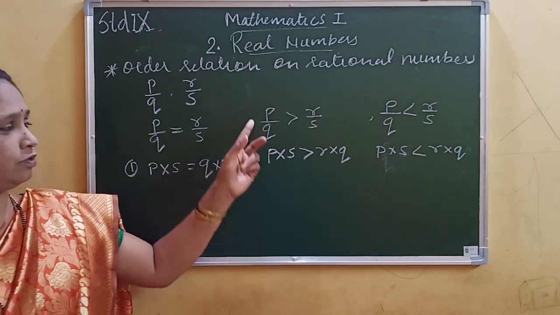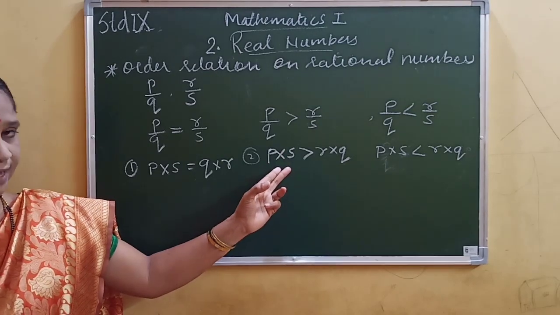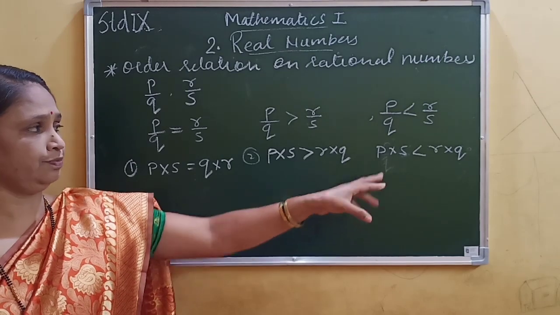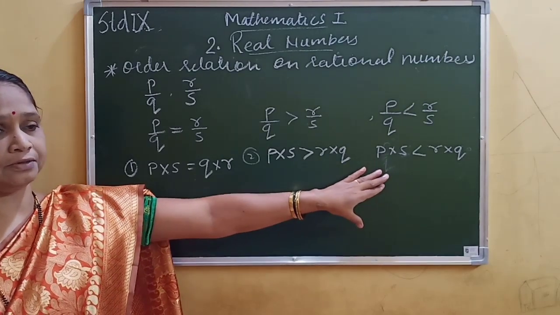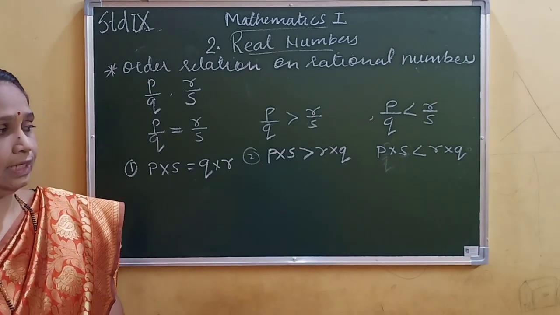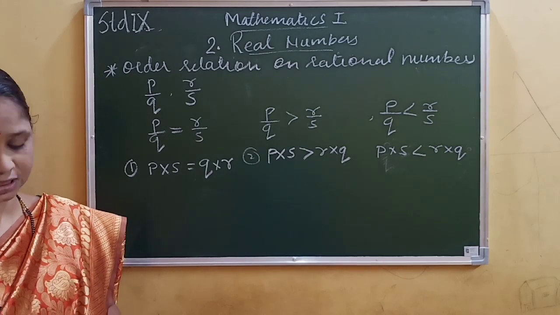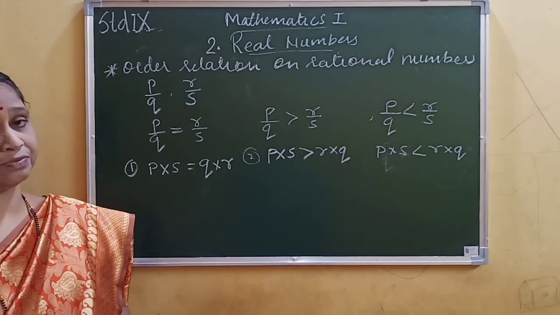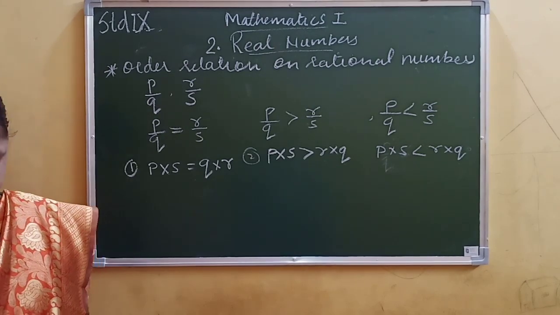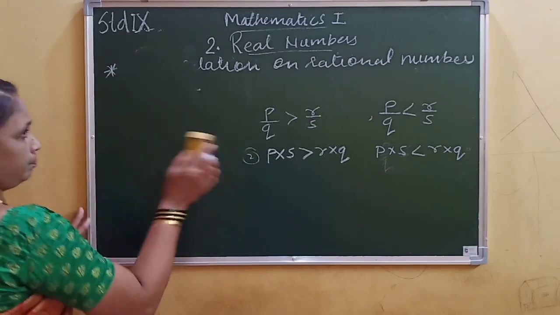In the same way, second, the product of P and S is greater than the product of R and Q. Same way, we'll have the third condition: the product of P and S is less than the product of R and Q. These conditions we will have. Now next we have to study the properties of rational numbers.